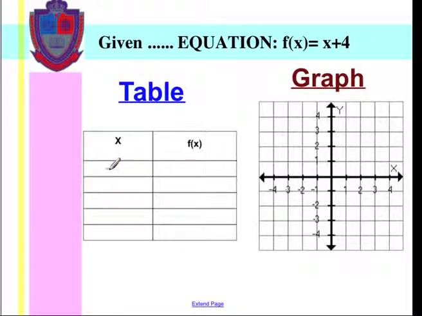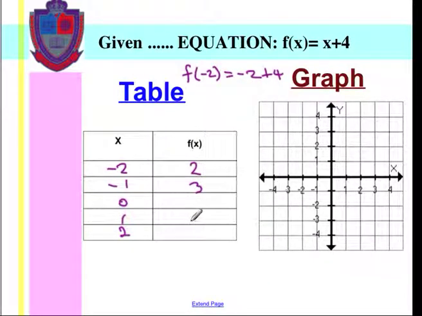So I'm going to start with some x values. I'm going to start with -2, -1, 0, 1, 2. What's f of x? All this is saying is when I plug in -2 into this equation, what am I getting? So f of -2 is equal to -2 plus 4. This will give me 2. If I was to plug in -1, this will be 3. If I was to plug in 0, this should be 4, 5, and this is 6. So that's me representing this function in a table.